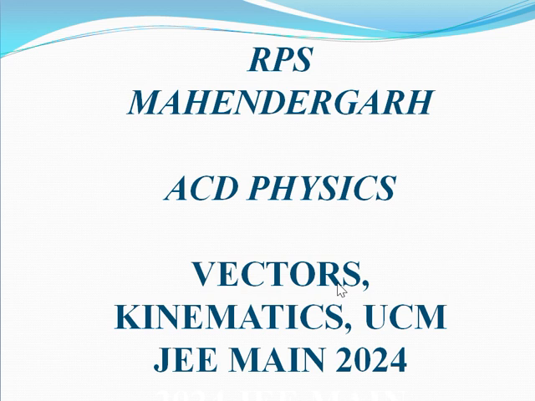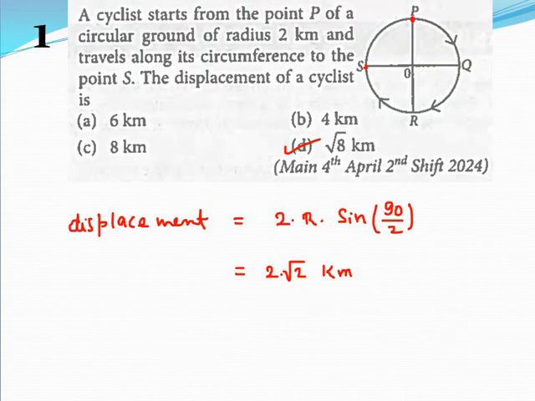Today I welcome all of you to the discussion of JEE Main 2024 questions asked from vectors and kinematics. Let's start with question number 1, in which a cyclist starts from the point P and reaches the point S, and the radius of this circular ground is 2 km. We have to calculate the displacement, and we know that the displacement is 2r sin(theta/2). Putting in all the values, we get 2 root 2 kilometer, which can be written as root 8 kilometer.